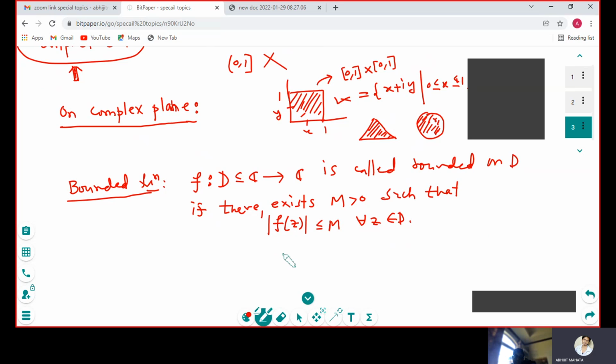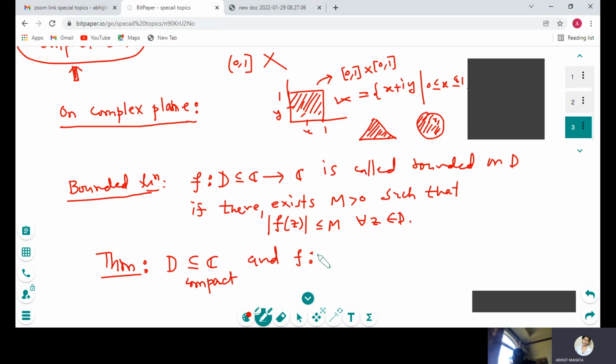There are many examples, but before giving an example, let me write here the theorem. Let's say D is a compact subset of C. There are infinitely many compact subsets. And f from D to C is a continuous function.